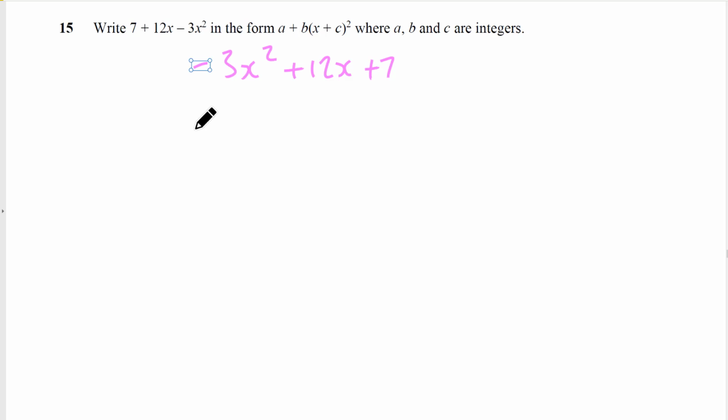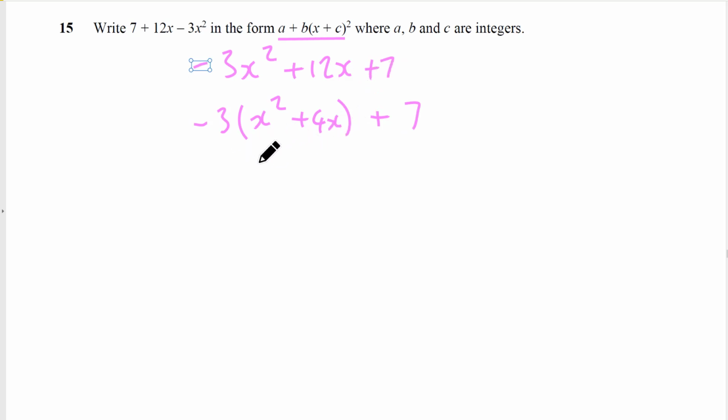Okay, so first, what are we good at? We're good at doing this. So we want to take the minus 3 out and make that x squared plus 4x plus 7 on the end here. Okay. So this is still the same as this, you can see.